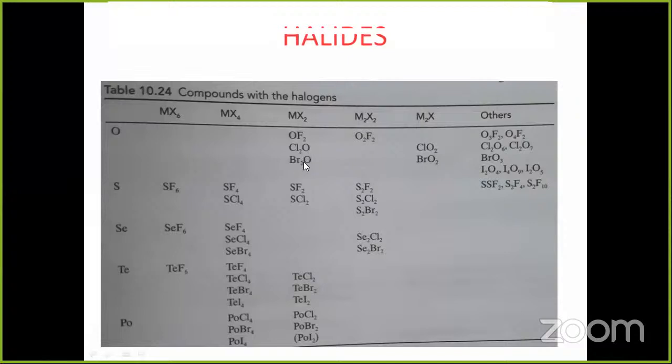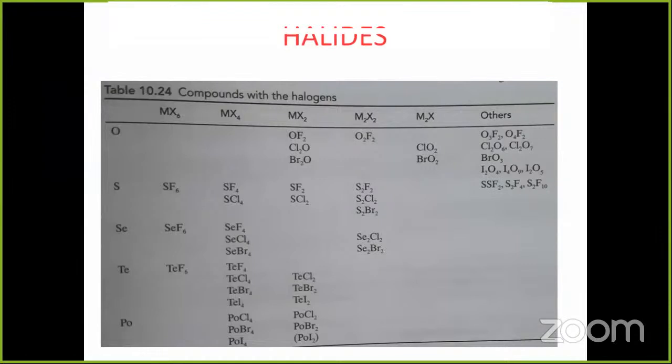OF2, Cl2O, O2F2. O2F2 has an open book shape structure, similar to hydrogen peroxide, H2O2. And sulfur gives all types of halides. SF6 is the best example of a hexahalide, then SF4, SCl4 as tetrahalides, and SCl2, S2Cl2 as di and monohalides. Selenium, tellurium and polonium also produce different halides.